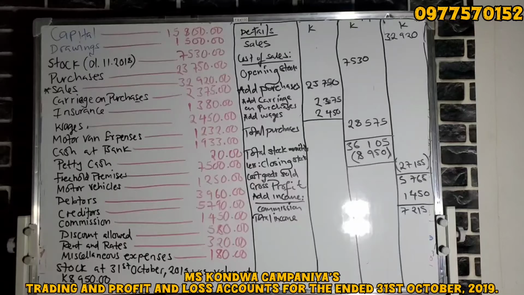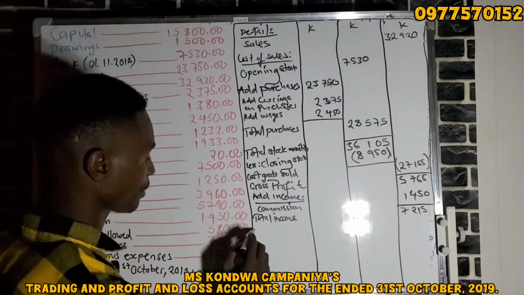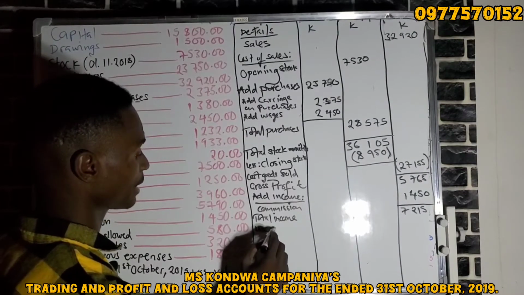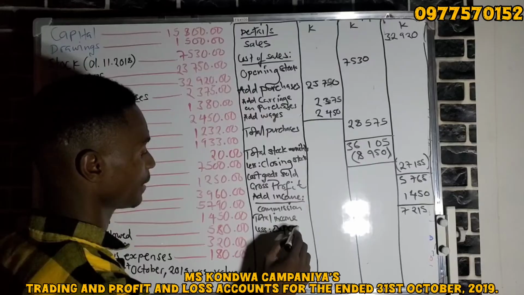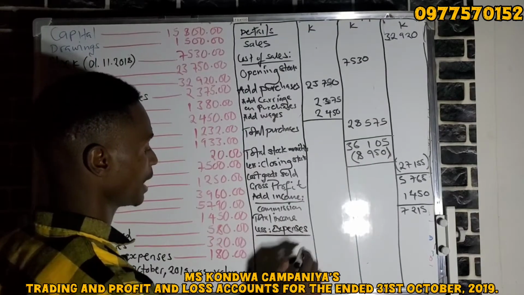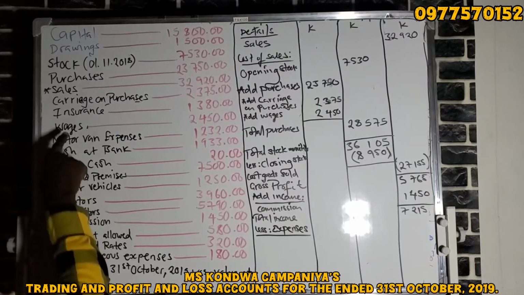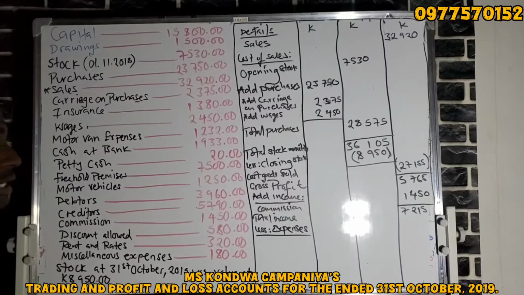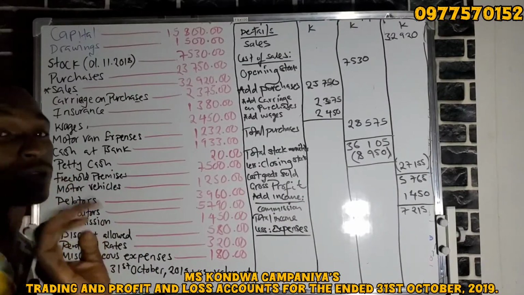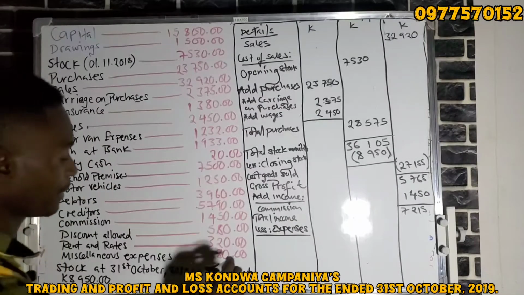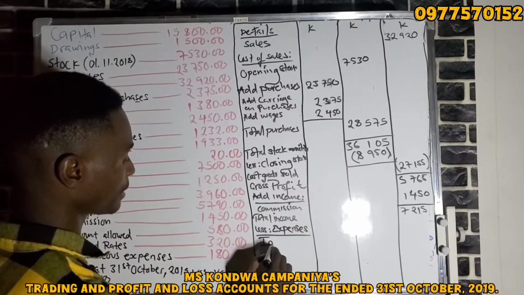We go to expenses. Since we're subtracting the expenses, we're going to say less expenses. Let's check for the expenses here. Starting from the top, we have capital, not an expense; drawings, not an expense; stock, no; purchases, no; sales, no; carriage on purchases, no; insurance, yes. Most of you make the mistake of adding wages here. Wages is an expense, but it's a direct expense on purchases. Are we together, my good friends? So don't make that mistake.